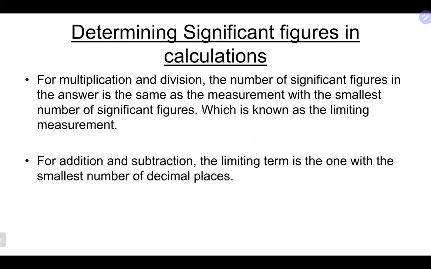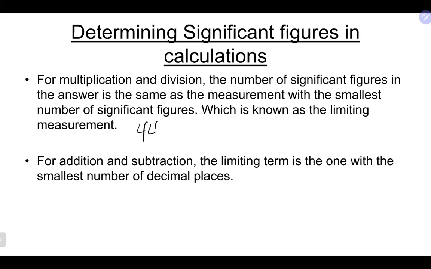More importantly, let's talk a little bit about how we deal with significant figures in calculations. There are really a few things that we do. We often will either multiply or divide. When you multiply or divide, your answer should have the same number of significant figures as whichever number had the least number of significant figures. So if you're multiplying a bunch of numbers together, the one with the least number of significant figures determines how many significant figures your answer has.